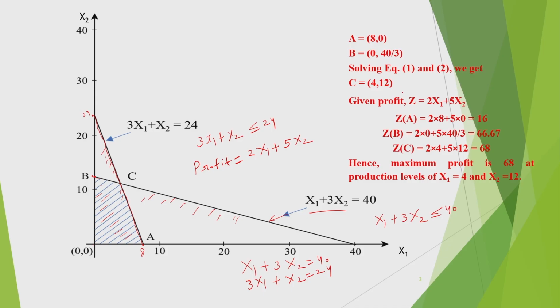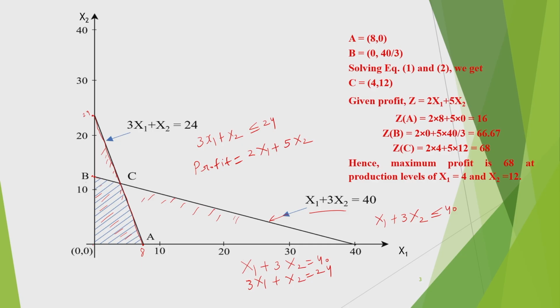I got the point (4, 12). I can check whether this is the correct solution or not. If you put x1 equal to 4, 4 plus 3 into 12, 36, is equal to 40, correct. And 3 4s are 12 plus 12, 24. So we got (4, 12) and we calculate the profit at that point. 2 into 4 plus 5 into 12 is equal to 68. So maximum profit is 68 at production levels of x1 equal to 4 and x2 equal to 12. That means we should make 4 quantities of product 1 and 12 quantities of product 2. So we got the solution.